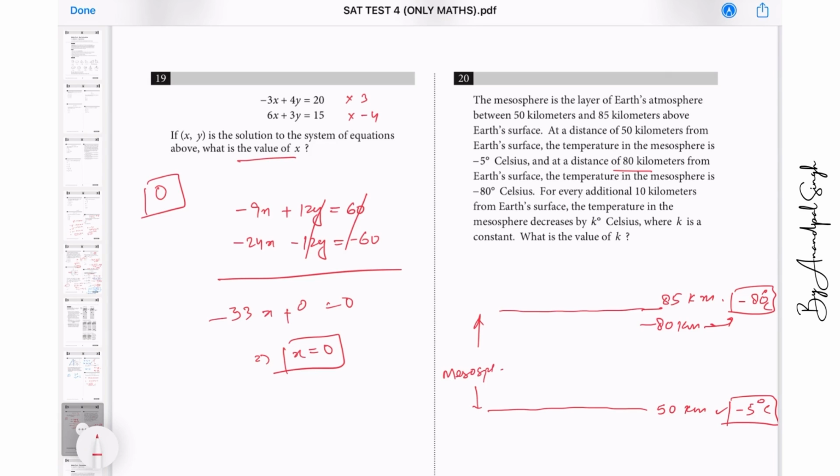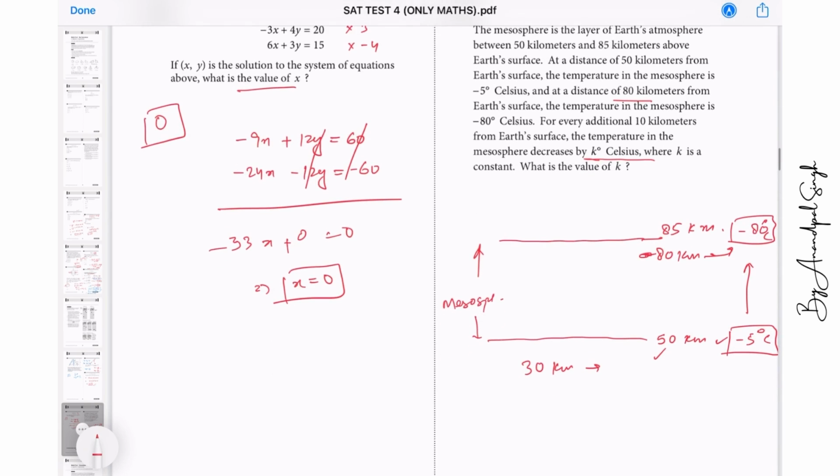For every additional 10 kilometers from the surface, the temperature in the mesosphere decreases by k degrees Celsius. So it is decreasing from minus 5 degrees at 50 kilometers to minus 80 degrees at 80 kilometers, which is 75 degrees. So for 30 kilometers, the decrease is 75 degrees. For 10 kilometers, dividing by 3, it will be 25. So the answer is k equals 25.